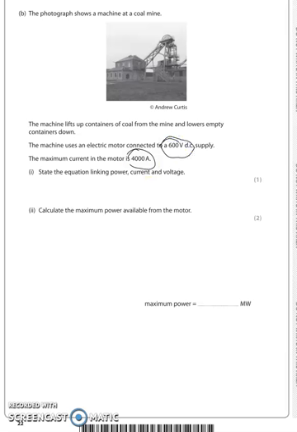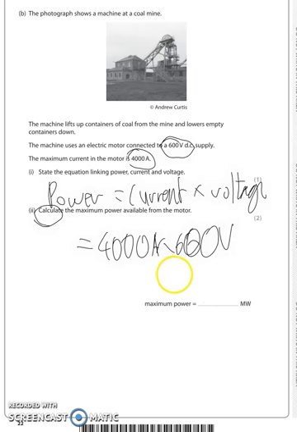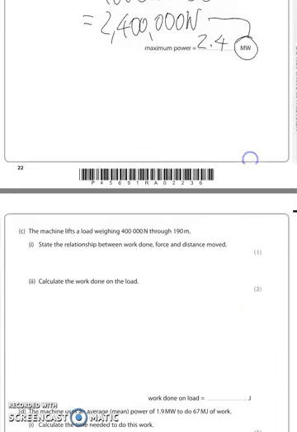State the equation linking power, current, and voltage. Power equals current times voltage. And what do you think they're going to do next? They're going to ask us to calculate something with that. They've just given us those two values, so it's going to be 4,000 times 600 volts. What do we get for that? You get 2,400,000. The unit is going to be watts, but look what they've done. They want it in megawatts. So what do we have to do? Well, if that's a million, then we have to divide this by a million, which would leave 2.4 megawatts.